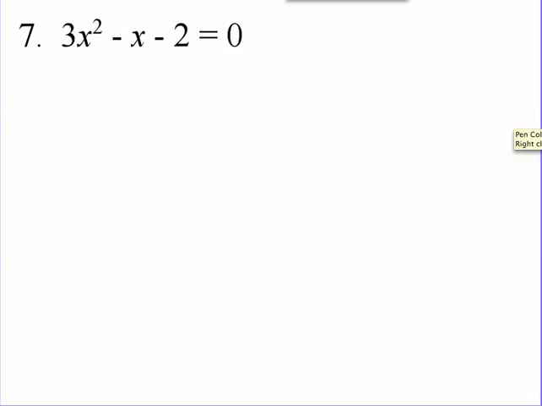Let's look at this next one. So remember, very first thing we look at is that coefficient of x squared. Coefficient of x squared here is not 1. It's 3. We can't get rid of the 3. We can't divide by 3. So do you remember now what we need to do?